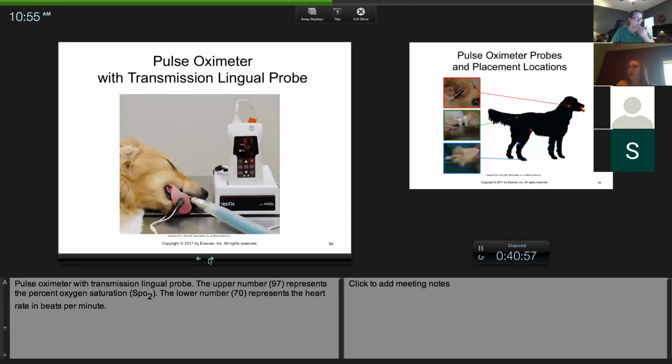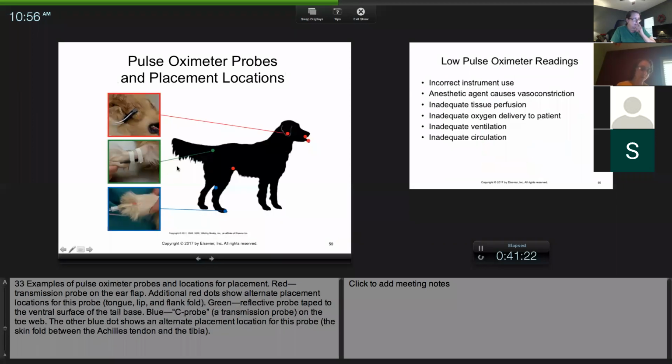Reflective would be in an organ. So this is the clothespin. Okay, so with the clothespin, the light should shine from underneath. The reflective probe can be placed in the rectum and things like that.